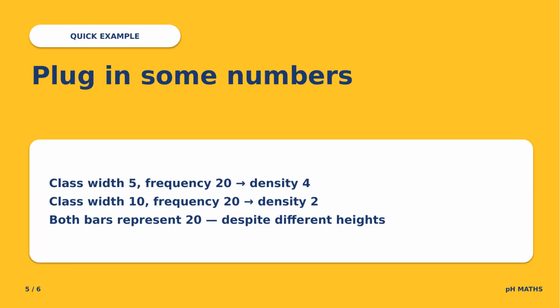Quick example. Class width 5, frequency 20, density is 4. Class width 10, frequency 20, density is 2. Both bars represent 20 data points, but the second bar is half the height. Because it's twice as wide, the area still equals 20.